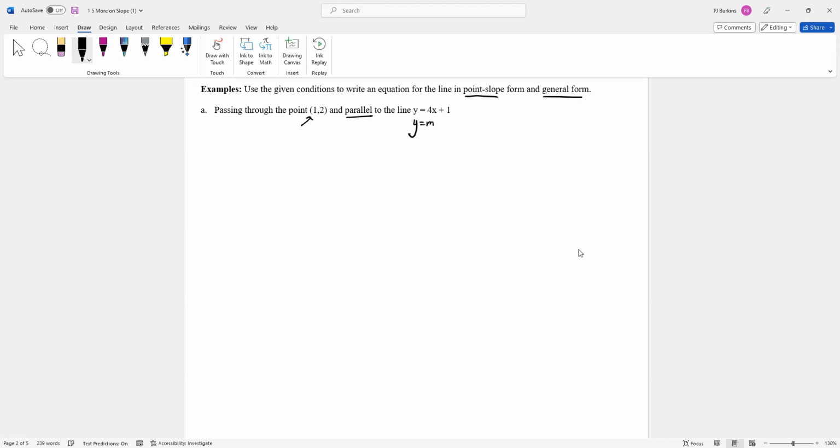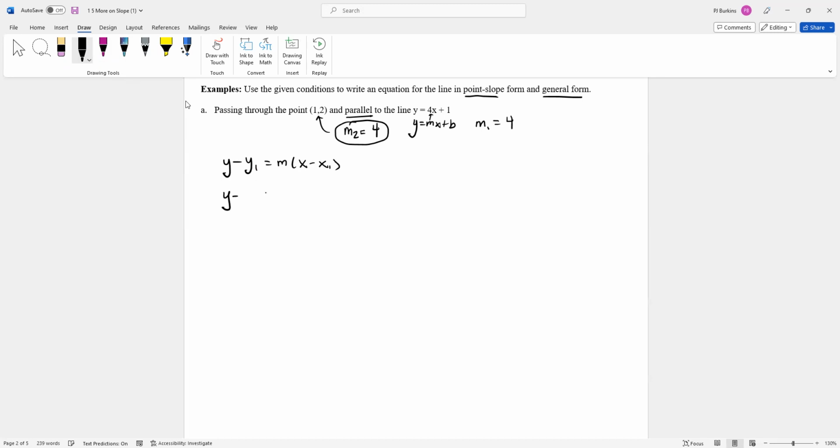So this is y equals mx plus b, which means the slope of line 1 is 4, right? That's the number attached to x. If I'm looking for a parallel line, it has to have the same slope. So the slope of my line is also 4. And I have a point that it goes through. So I can use the point-slope formula, which is y minus y1 equals m times x minus x1.